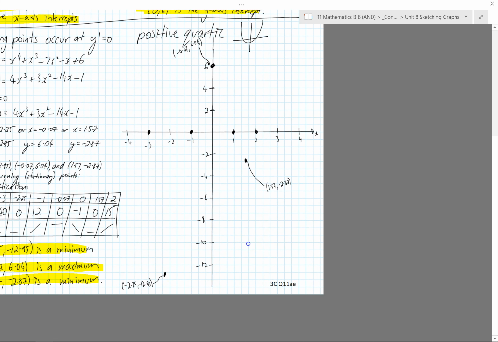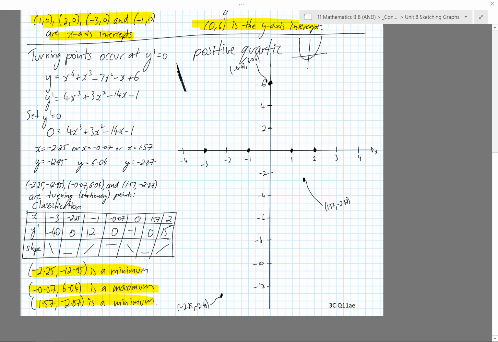It's a positive quartic, so it's got to start up here somewhere and finish up here somewhere. So I'll play the dot to dot. Okay, better come down through that x-axis intercept all the way down to my turning point, and I'll turn around, come back up through this x-axis intercept, do a maximum on there, and then just zoom in on that. Yep, cool, maximum, and then y-axis intercept.